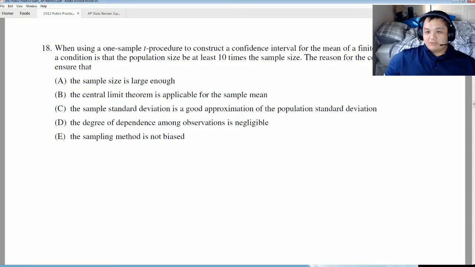When using a one sample t procedure to construct a confidence interval for the mean of a finite population, a condition is the population size must be 10 times the sample size. The reason for the condition is to ensure what? Independence. So what's the answer? D, the degree of dependence. You're right, it's D. Can you explain that to me? What does that mean?